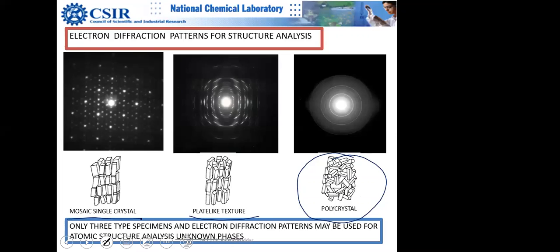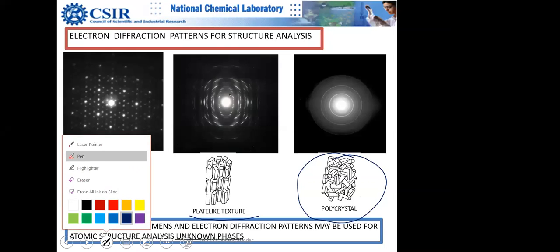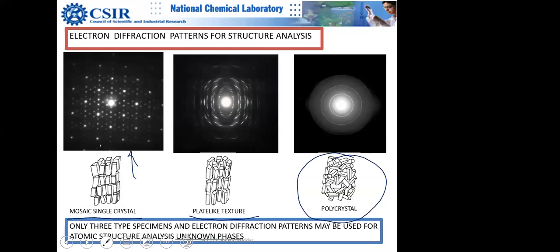For a single crystal you get a clear dot pattern. You can see it here. This is plate-like texture, and you can see this is elongated here. And here you can see this is polycrystalline, with basically rings. You can see that it is forming a ring pattern.